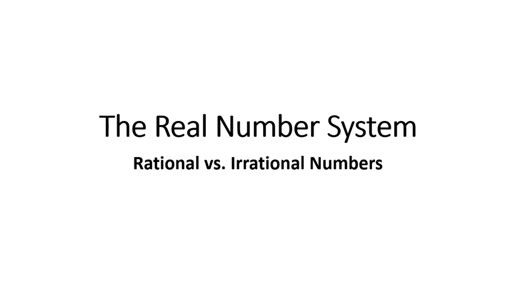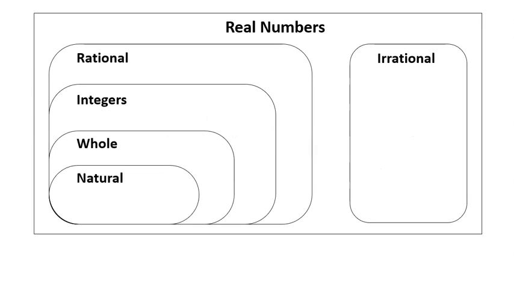In this video, we're going to go over the real number system and talk about the differences between rational versus irrational numbers. Real numbers are made up of rational and irrational numbers. And there is such a thing as imaginary numbers. So you have real numbers and imaginary numbers. But imaginary numbers is something that you'll go over in Algebra 2. So for right now, we're just going to stick really to rational and irrational numbers.